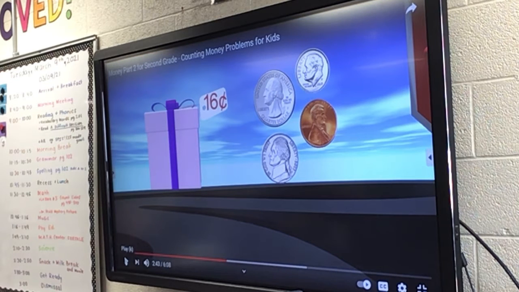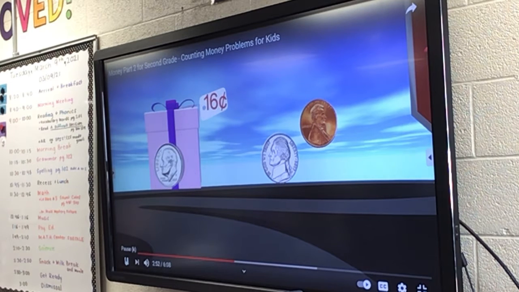We do not want to use the quarter because it is worth 25 cents, and that is too big to get exact change. Let's start with the dime. We have a dime that is worth 10 cents, but we still do not have 16 cents. What other coins can we use to get the 16 cents?